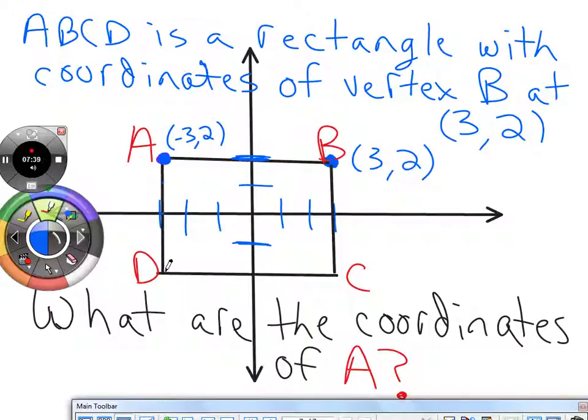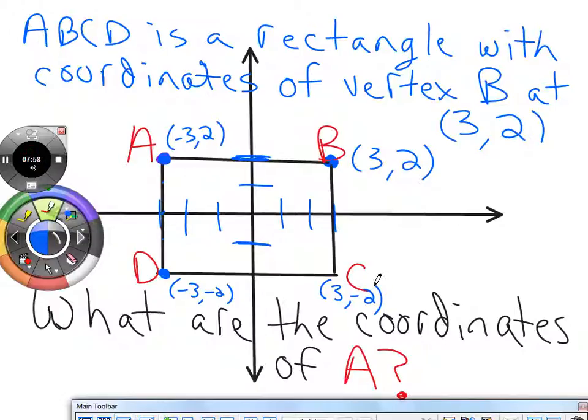And what if they ask you for the coordinates of D? Did you figure that out? Well, we go 1, 2, 3, and then down 2. So coordinates would be -3, -2. And then, of course, these coordinates would be 3, -2. All right.